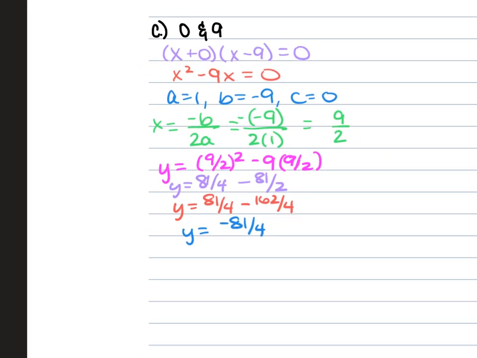So again, our x is the 9 over 2. Our y is the negative 81 over 4. So this is going to give us an h of 9 over 2 and a k of negative 81 over 4. So f of x is equal to x minus, what was our x? 9 over 2 squared plus 81 over 4, which is our k.